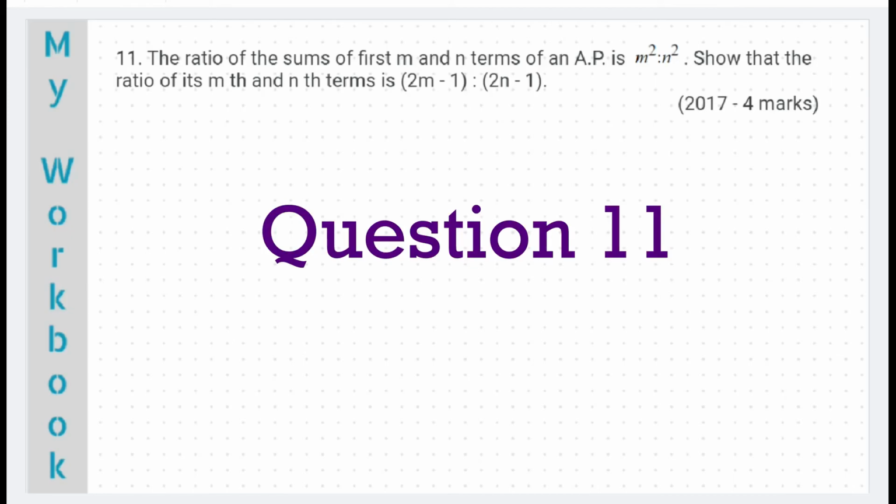Question number 11. The ratio of the sums of the first m and n terms of an AP is m square is to n square. Show that the ratio of its mth and nth terms is 2m minus 1 is to 2n minus 1. It's a 4-mark question from 2017.